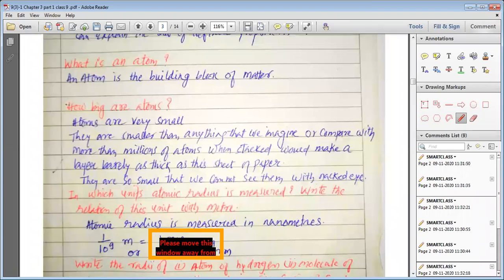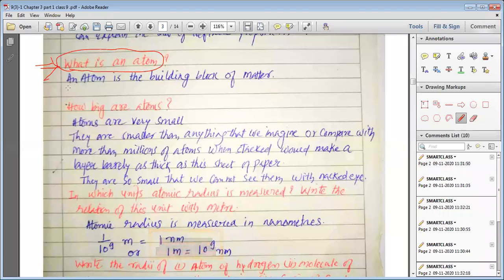So now, my dear students, we are going to study the definition of atom. So the question is, what is an atom? Let us try to understand what is an atom. An atom is the building block of matter. Remember, my dear students, that we cannot prepare any matter without any atom. So, what does it mean? It simply means that all matter is made up of atoms.